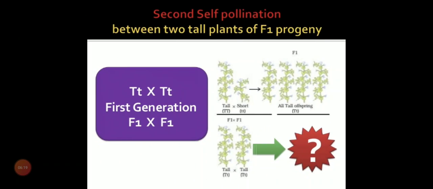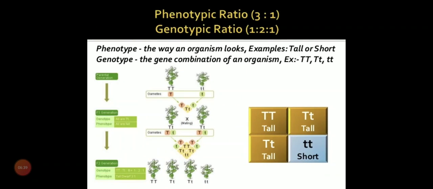Now comes the second step, self-pollination between two tall plants of the F1 progeny. If we make a cross between the first generation, we will get capital T small t crossed with capital T small t. Then what kind of generation are we getting? So this is the checkerboard in which we are seeing capital T capital T, capital T small t, capital T small t, and small t small t are present.